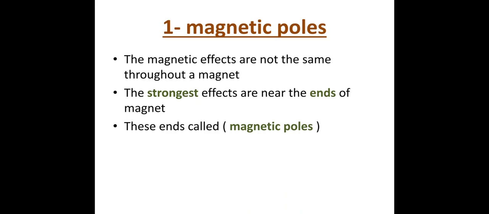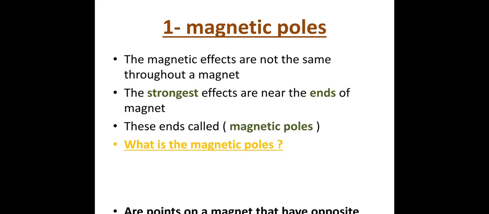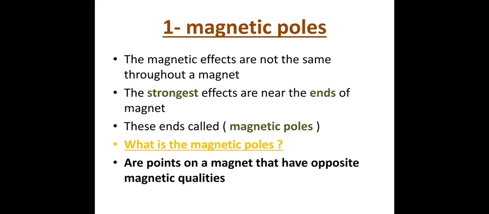These ends of a magnet are called magnetic poles. So what is the meaning of magnetic poles? Magnetic poles are points on a magnet that have opposite magnetic qualities. We said that the magnetic effect isn't the same throughout the magnet, and the strongest effect is near the ends of a magnet, which are called magnetic poles.